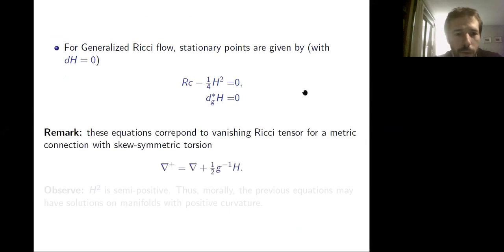Let me make two interesting comments. The first one is that this equation corresponds to the vanishing of the Ricci tensor for a metric connection, which is not the Levi-Civita connection. It's a different connection, which has a skew symmetric torsion, and is given by this formula. Here, nabla is Levi-Civita, and here you take the three form, raise one index.